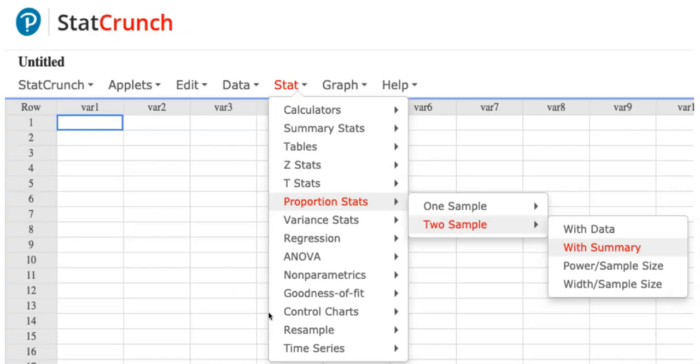All right, so where do you go? Go to that same place again. Go to Stat, Proportion Stats, and click on two samples because we got two samples from two different years. Click on with summary because we were given summary.